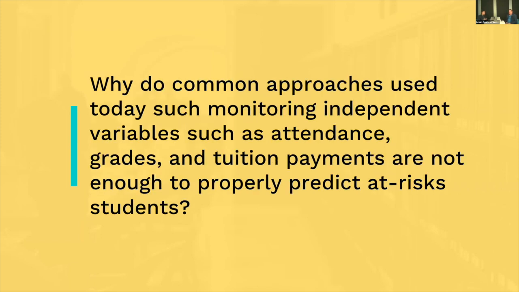And this leads us into the second question, which is, what common approaches are used today, such as monitoring independent variables? In uPlanner, we have over 100 variables that we can measure, but there are the traditional ones like attendance, grades, and on-time tuition payments that we feel are not enough to properly predict at-risk students.